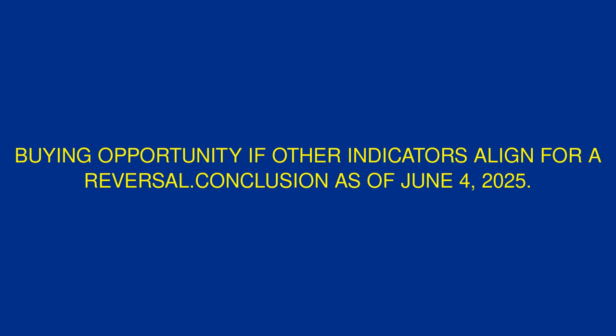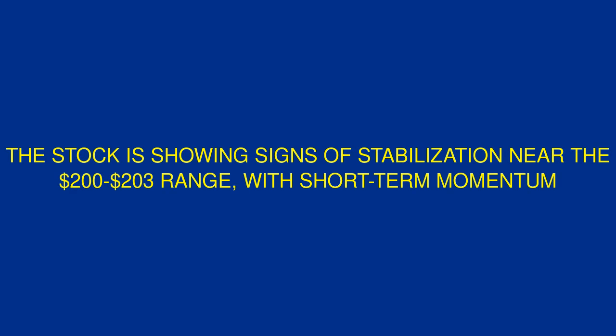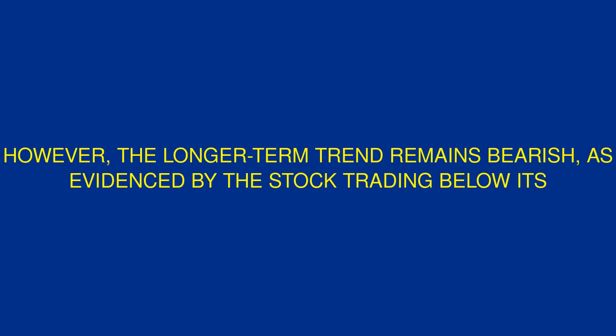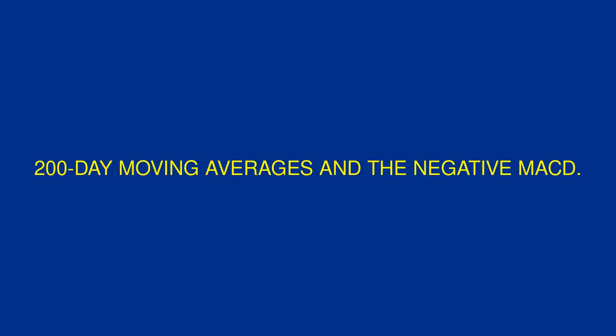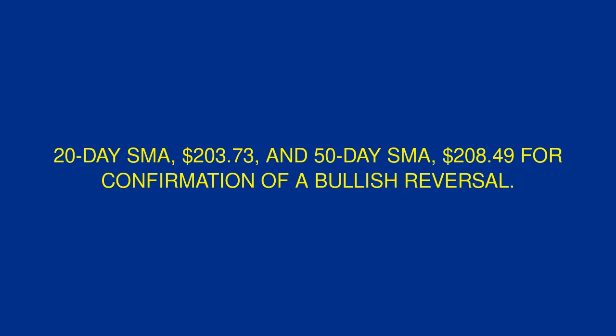Conclusion: as of June 4, 2025, Apple stock is in a consolidation phase following a significant downtrend from its peak in July 2024. The stock is showing signs of stabilization near the $200 to $203 range, with short-term momentum indicators like the stochastic oscillator and ultimate oscillator suggesting mild bullishness. However, the longer-term trend remains bearish, as evidenced by the stock trading below its 200-day moving averages and the negative MACD. Investors should watch for a break above the 20-day SMA, $203.73, and 50-day SMA, $208.49, for confirmation of a bullish reversal.